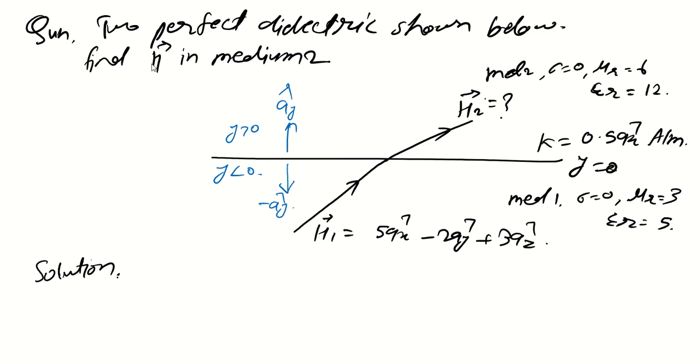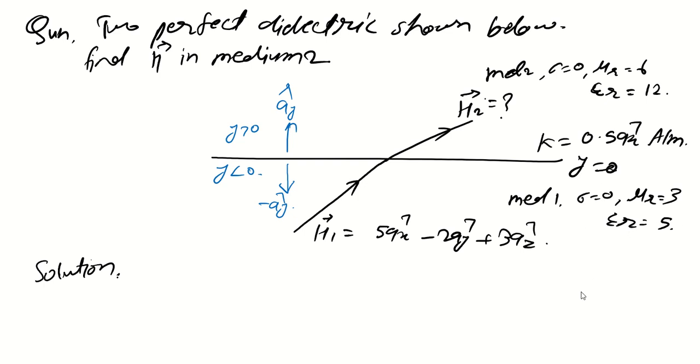Alright, so we have two perfect dielectrics shown below: dielectric medium 2 and dielectric medium 1, and there is a surface y equal to 0 separating them. We have to find the magnetic field intensity in medium 2. The magnetic field intensity in medium 1 is given as 5ax minus 2ay plus 3az, and the surface current density is 0.5 ax cap ampere per meter. The medium properties are given as mu r and epsilon r, here 3 and 5 for medium 1 and 6 for medium 2.